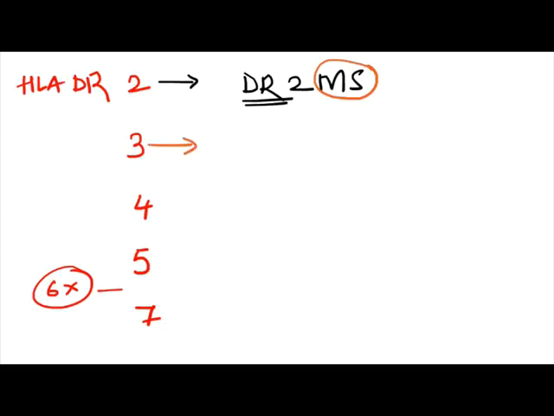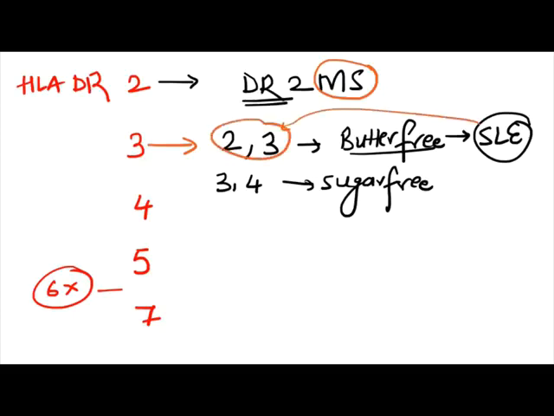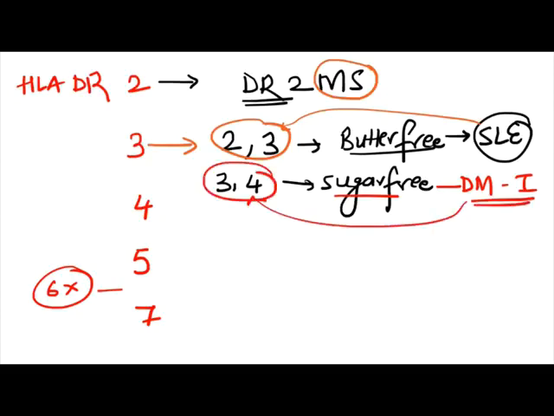HLA-DR3, so remember that 2, 3 is butter-free, 3, 4 is sugar-free. So butter-free is basically butterfly, the butterfly rash which is seen in SLE. So SLE is associated with DR23. Sugar-free means diabetes mellitus. Which type? Type 1, that is insulin dependent. So diabetes mellitus type 1 is 3, 4.